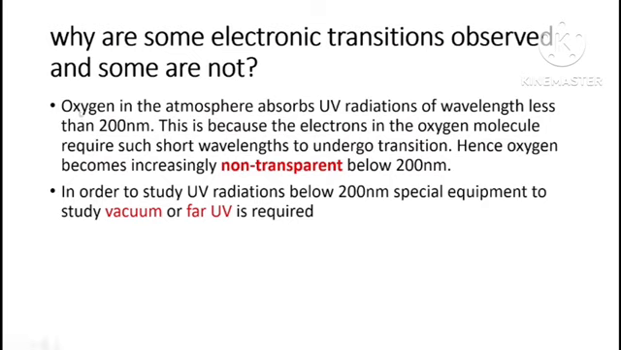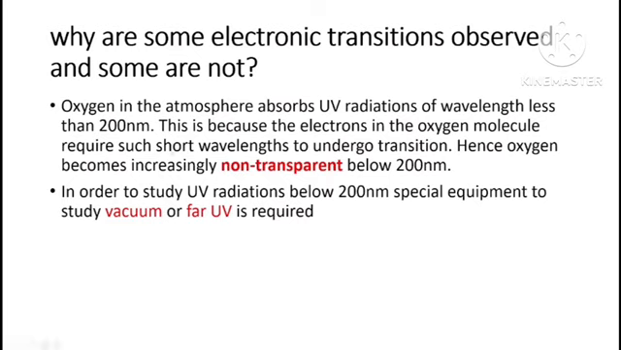The first point says that oxygen in the atmosphere absorbs UV radiation of wavelength less than 200 nanometers. So the first sentence is that when you have a wavelength below 200 nanometers, oxygen will be able to absorb it. If oxygen is absorbing it, it means that the radiation will not be able to successfully get to where you want it to get to. Do you get it?